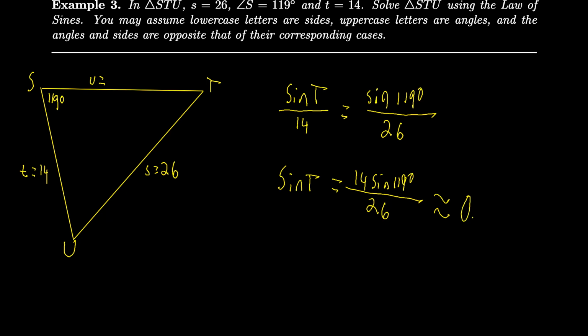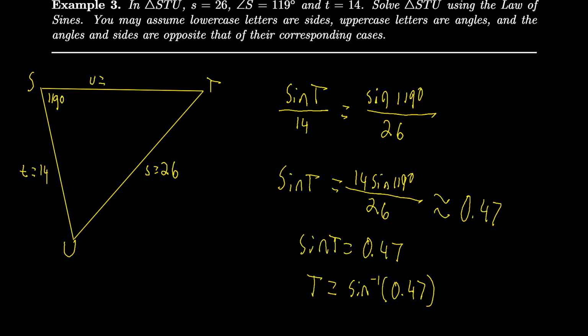Now, remember, what we found is that the sine of t is about 0.47. We're trying to actually find just angle t. So we found the sine of t. That's the ratio. That doesn't help us at all. Instead, let's take the inverse sine of both sides in order to find t. So t is then going to be the inverse sine of 0.47. And we know that this is going to work out.